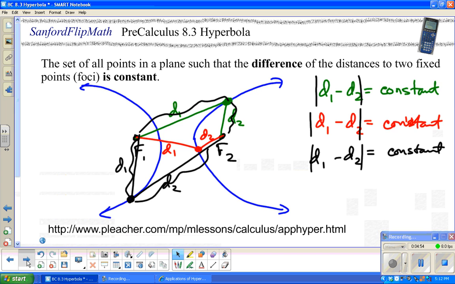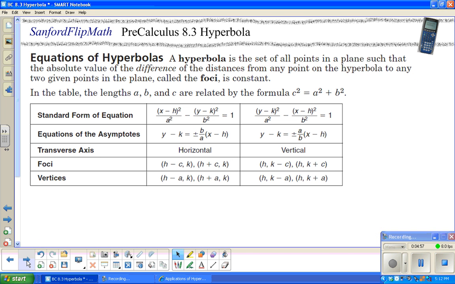All right, so how does this end up looking? Well, it looks very, very much like the equation of an ellipse.